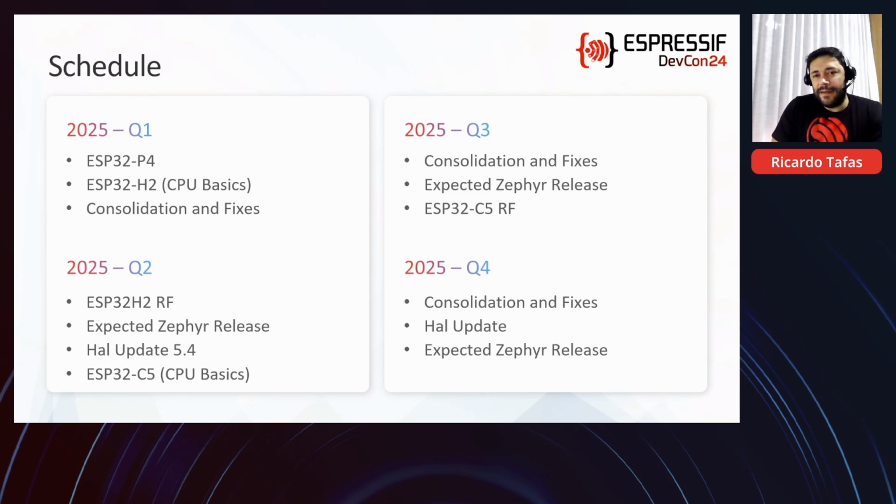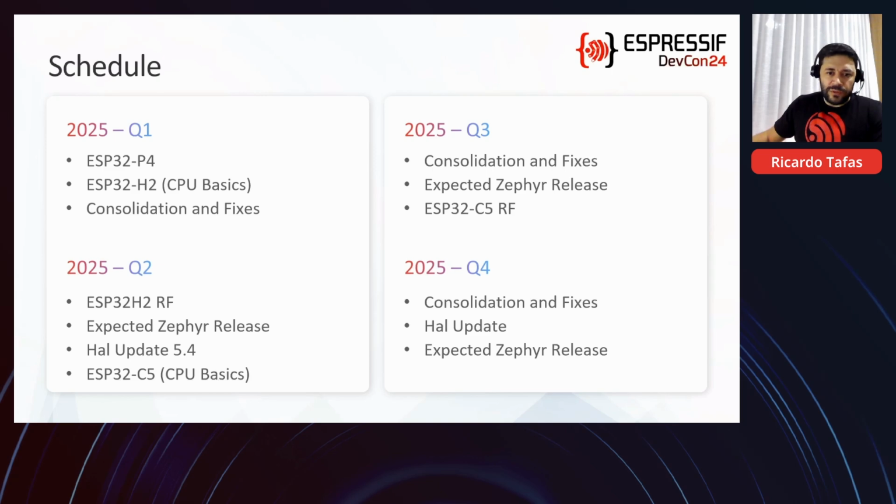For 2025 Q3, once again, we expect consolidation and fixes. We are expecting another Zephyr release, and we plan to have the ESP32C5 working. If that's going to happen before or after the Zephyr release will depend on the release schedule when it's published by the Zephyr maintainers. Q4, once again, bug fixing, another HAL update for the next chip generation from Espressif, and once again we do expect a Zephyr release. So this covers basically the whole year of 2025.